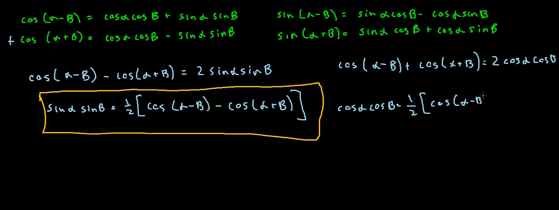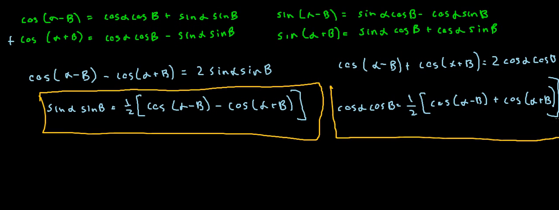Cosine alpha minus beta plus cosine alpha plus beta. So that's the product to sum formula for cosine. And then there's one more.